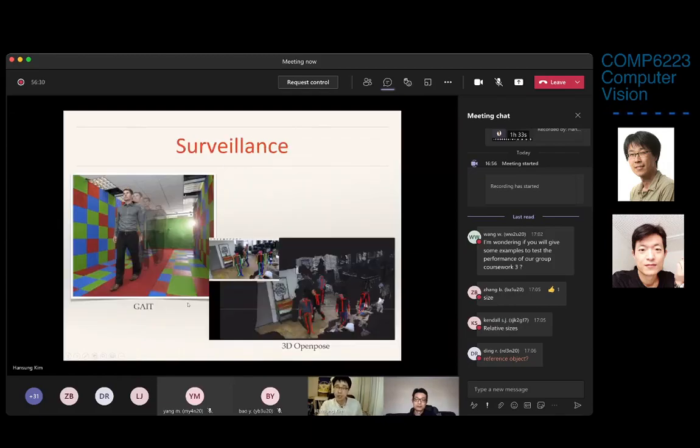Also, it is normally used for surveillance. It's very common. This is the GATE system by Professor Mark Nixon in our group. It is like tracking and analyzing their behavior, like their walking style, and then recognizing the person. Or this kind of 3D OpenPose, it's a real-time 3D tracker of human behavior and human skeleton. It is also common.